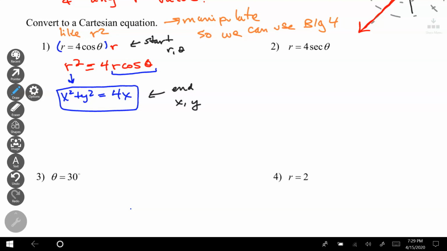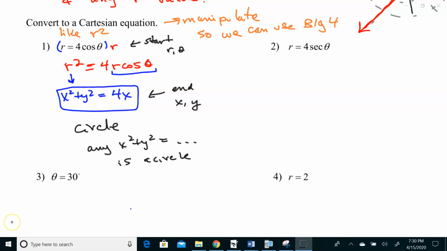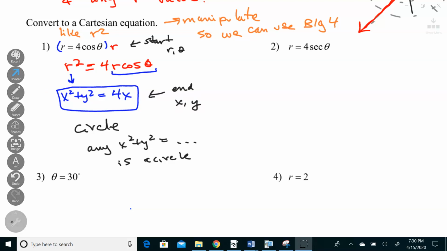Now, hopefully you know what this looks like. This is a circle. We should really work on what these graphs look like. Anytime you have x squared plus y squared equals blah, blah, blah, that will be a circle every single time. I'm going to show you that this is a circle. I cannot put x squared plus y squared equals 4x into my calculator, but I could definitely put r equals 4 cosine theta into my calculator.